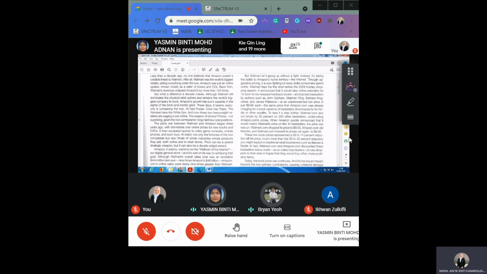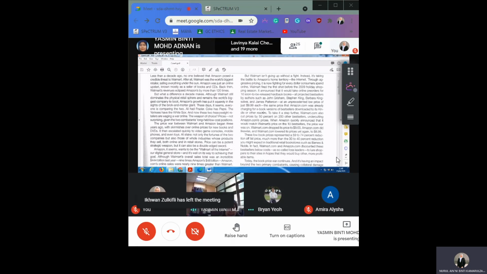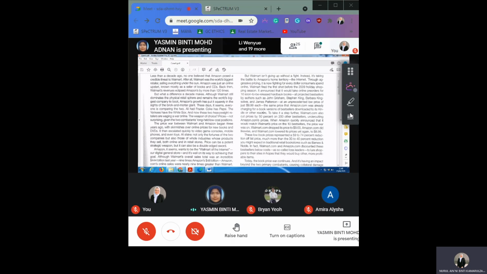Between these two, big retailers, Walmart and Amazon announced they would sell books, so most of them were fighting over prices. Books now have e-book versions, and most book sellers also have e-book versions now, and they are selling those.